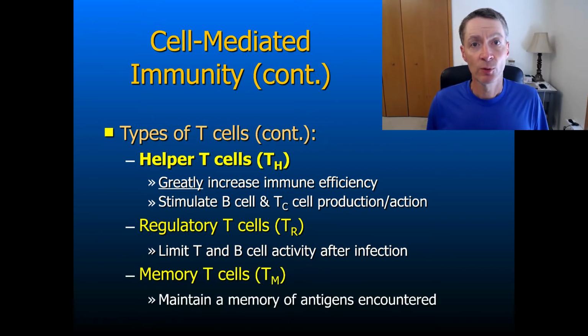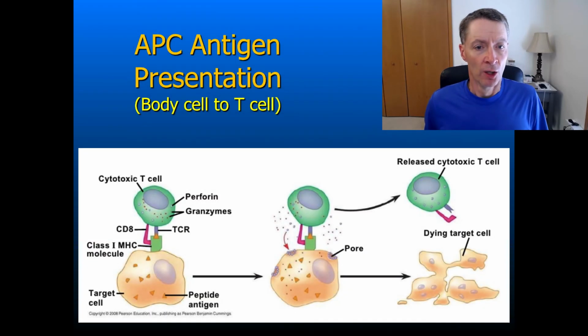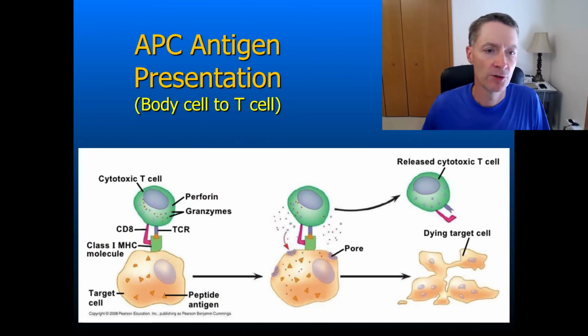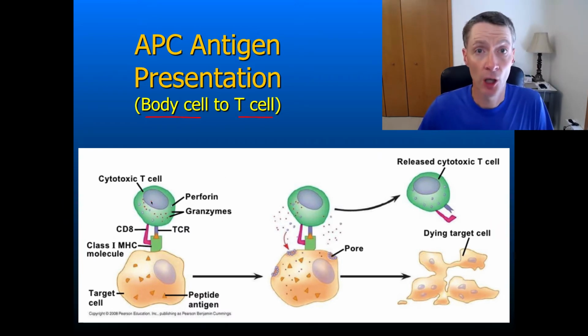And the nice thing is we do have memory cells that we can get from T cell stimulation, right? So let's take another look at this body cell to T cell presentation, the one we just got done talking about, right? So we have a body cell presenting to a cytotoxic T cell. And here there are some details I'm going to need you to know, all right?